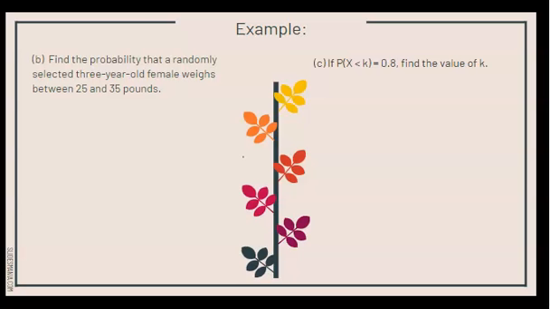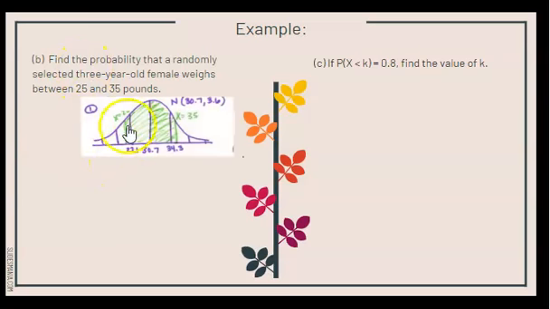Okay, in part B, same question. Find the probability that a randomly selected 3-year-old female weighs between 25 and 35 pounds. So the first step is to draw the normal curve, label the center, and label the values in question. Here's 25 over here, 35 over here, and I want the area between those. Notice I put my normal label on it with the mean and standard deviation, and I've shaded. Now, do you have to do this for every part of every question? Yes, because you're shading different portions of the normal curve for each part.